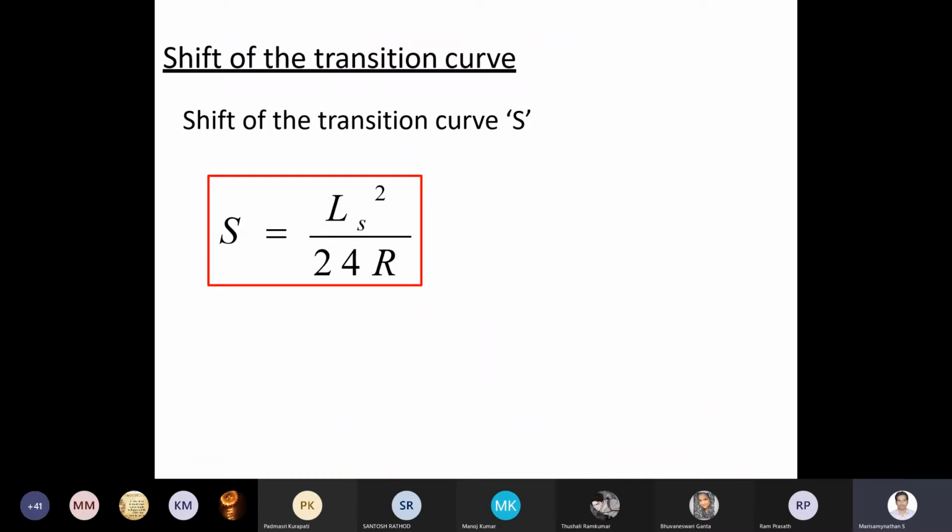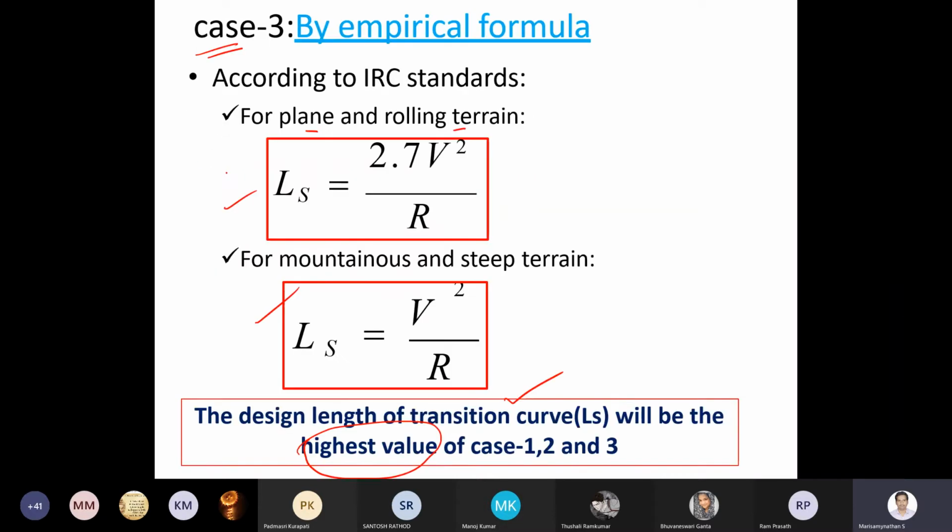Then finally we want to shift the transition curve. The shift of the transition curve is S is equal to L square divided by 24 into R. If they specifically ask for the shift of the transition curve in the problem, try to identify it. Otherwise, just stop at the overall length of the transition curve. So this is the detail about identifying and understanding the length of the transition curve.